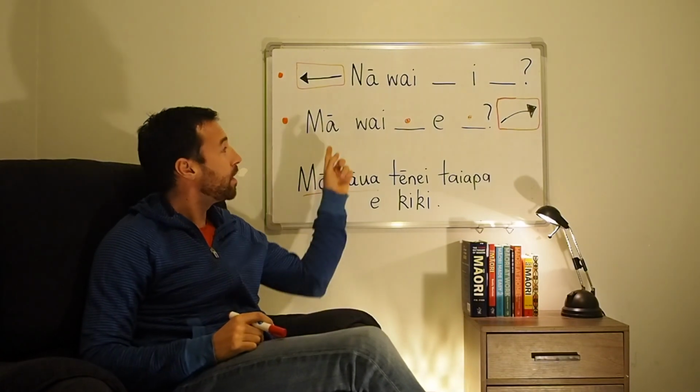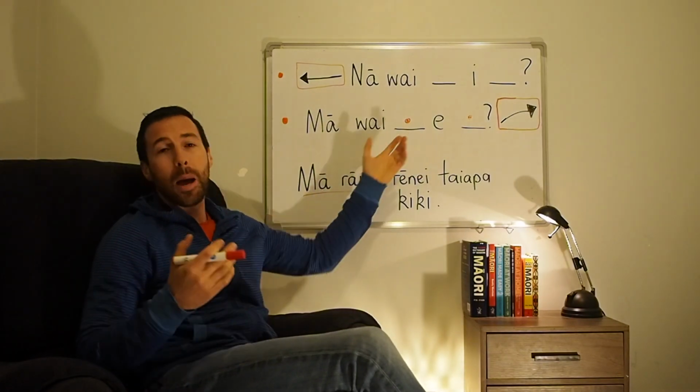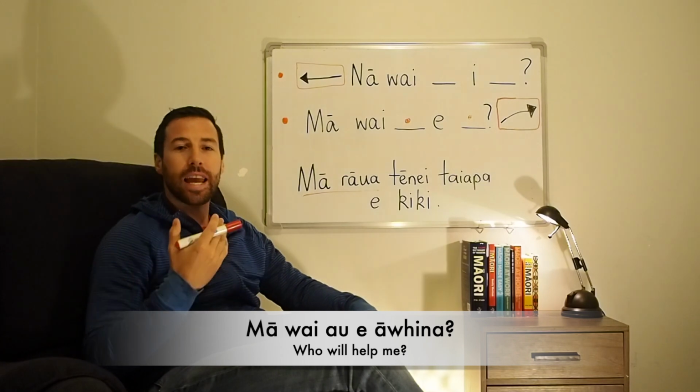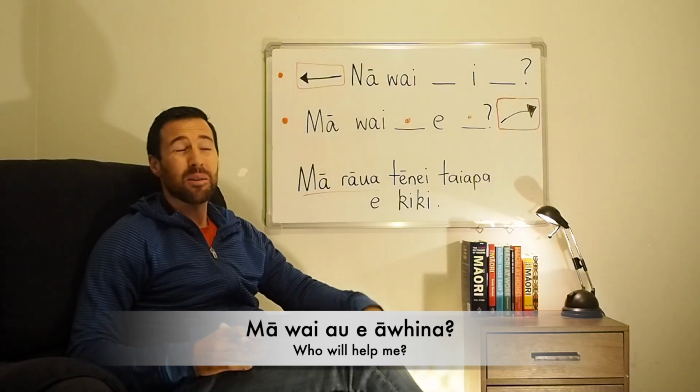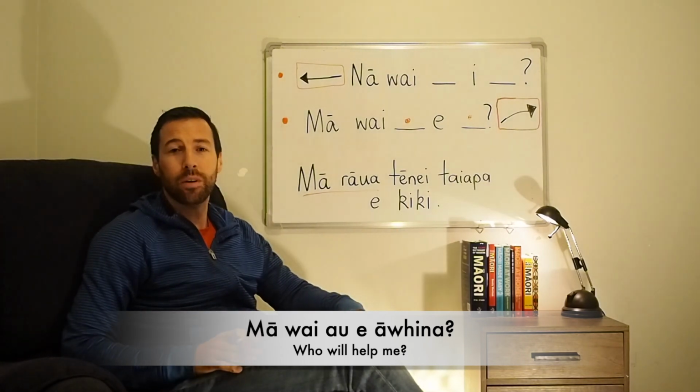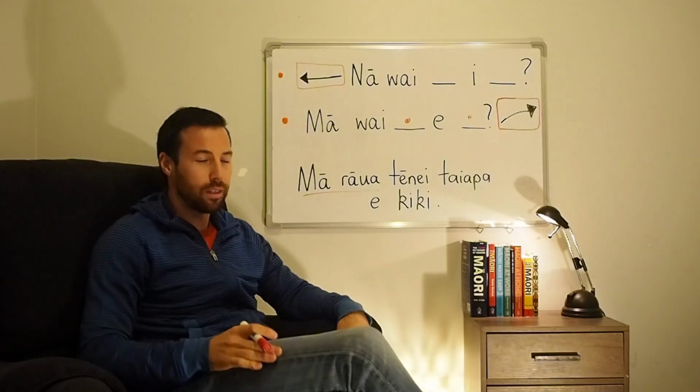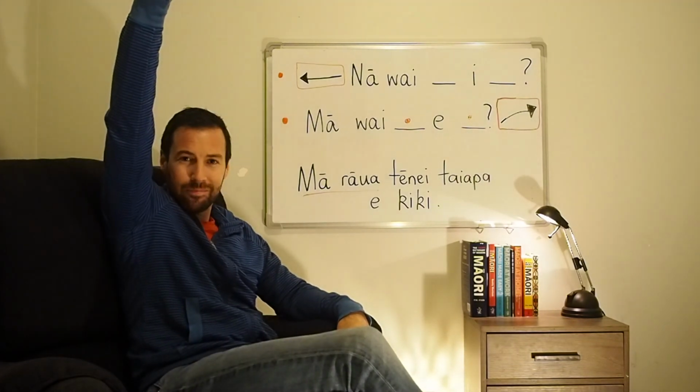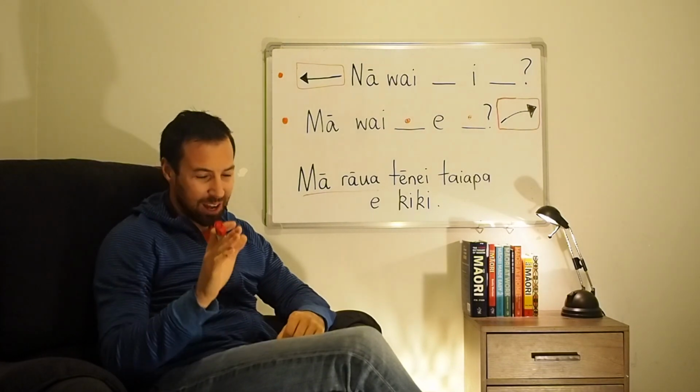Using the mā wai e sentence structure, we would say mā wai e au āwhina. Mā wai e au āwhina. Who will help me? And hopefully you would reply with a māku. Kei te pai tēnā, ka rawe.